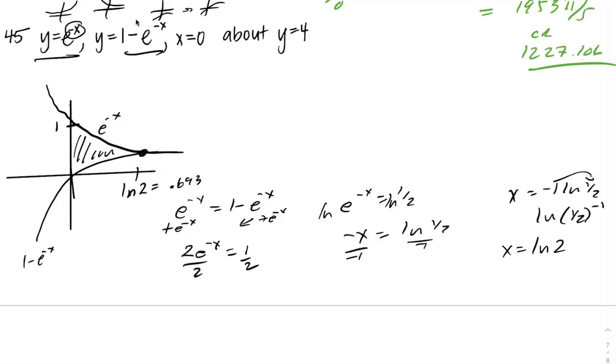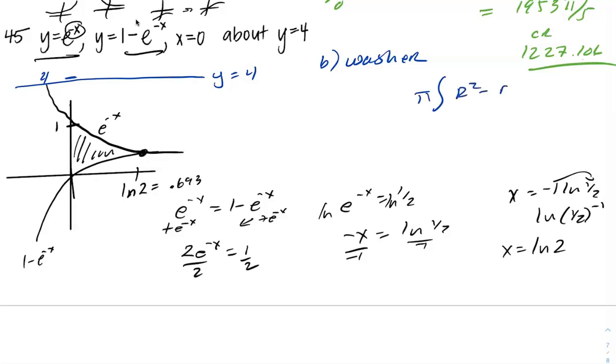Now if we're doing this one, again we're flipping across y equals 4. So let's draw that out. Y equals 4 will be up here somewhere. So this would be a washer method. We have two solid equations. So we're going to do pi times the integral of big R squared minus little r squared. Big R is the furthest, the biggest R.